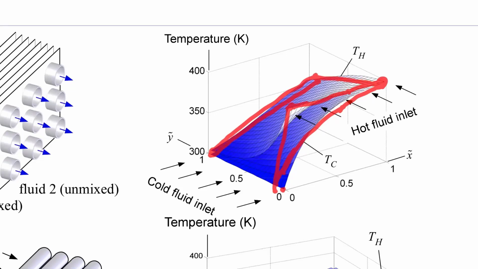But you'll notice that there's a big difference between the outlet of the fluid depending on which side of the heat exchanger you're on. That's because as you go through, you can't perfectly mix the fluid. You can't get it to some uniform temperature.